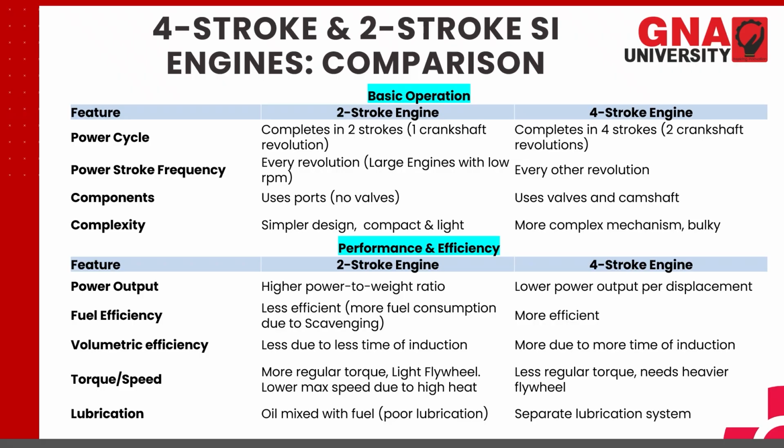Torque is more regular in case of 2-stroke engine. So hence a lighter flywheel is used, whereas lesser regular torque is there in case of 4-stroke engine, making the flywheel heavy. Lubrication of this 2-stroke engine takes place by mixing the lubricating oil with the fuel. So hence we can't use heavy lubrication oil here because it may damage the engine. Whereas in case of 4-stroke engine, we have a separate lubrication system, so hence heavier oil can be used.